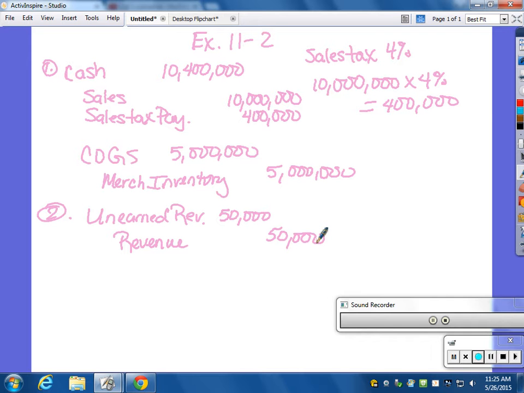Normally, it probably would say record unearned revenue received or cash in advance received, and then also record that they received 50,000 of that 125,000.